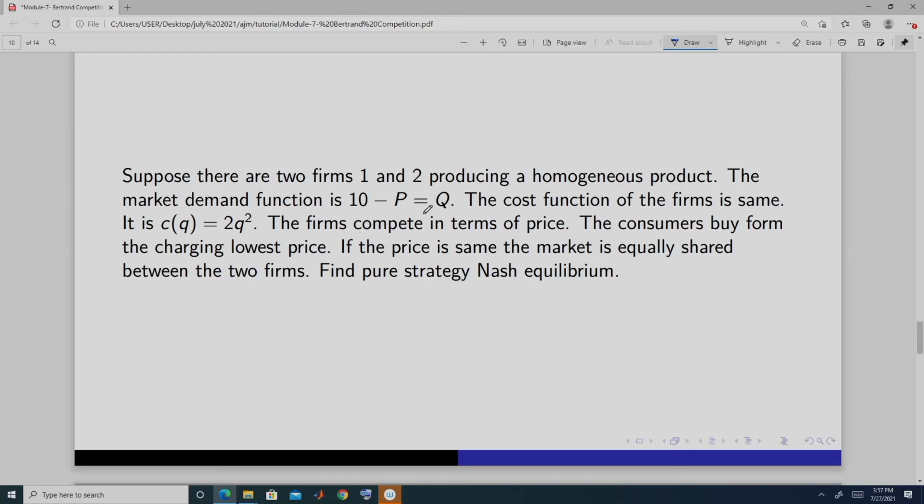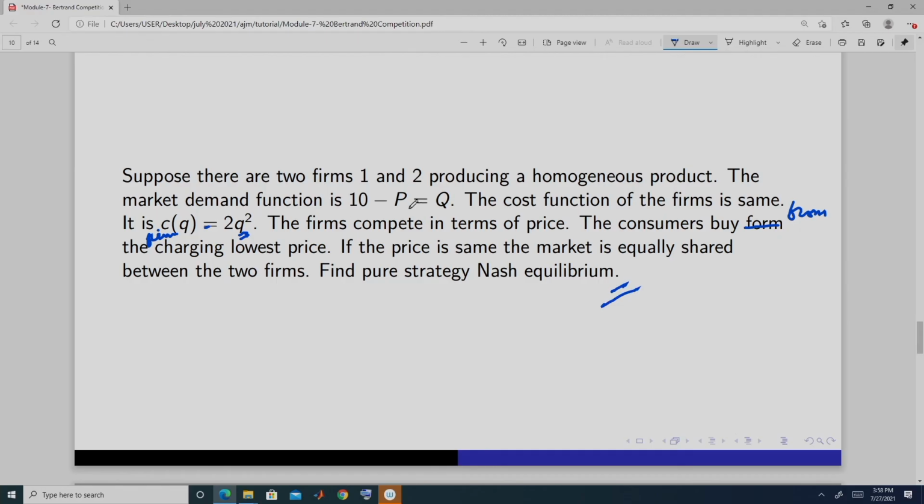We will now use the decreasing returns to scale. Suppose there are two firms, firm 1 and firm 2, and the market demand function is this. The cost function of the firm is the same for both firms, and the firms compete in terms of price, that is Bertrand competition, and the consumer buys from the firm charging the lowest price. If the price is the same, the market is equally shared between the two firms. So, find the pure strategy Nash equilibrium.